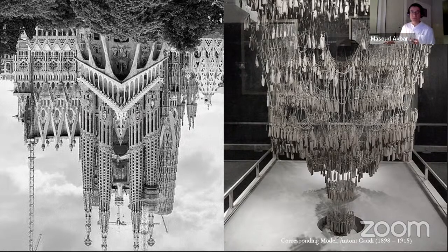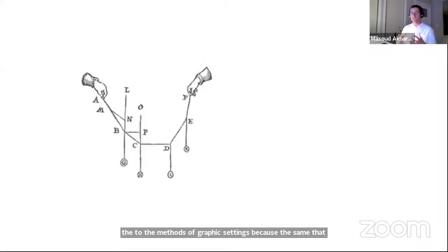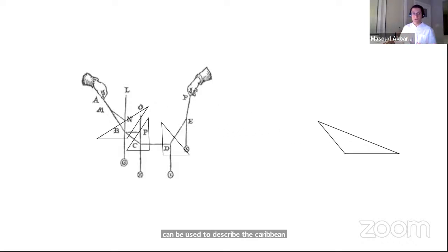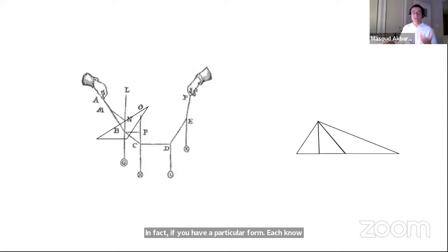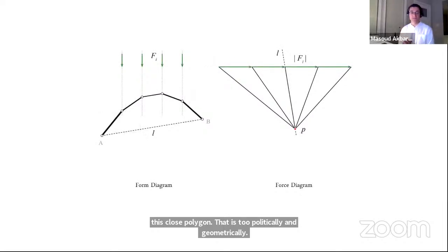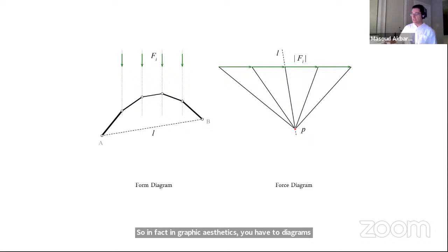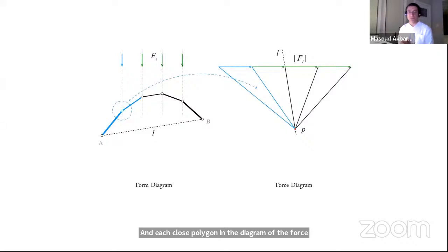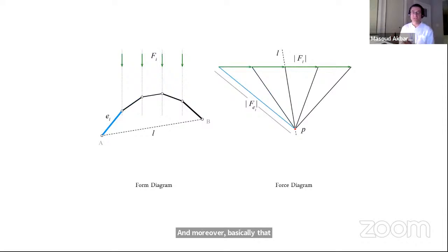And why is this relevant to the methods of graphic statics? Because the same methodology of drawing the geometry of the force can be used to describe the equilibrium in funicular forms. In fact, if you have a funicular form, each node in that funicular form can be in equilibrium based on a closed polygon that is topologically and geometrically related to the structural form. So in graphic statics, you have two diagrams that are related to each other, right? The edges of one diagram are perpendicular to the other one, and each closed polygon in the diagram of the force represents the equilibrium of a node in your structure. And moreover, the length of the edges in that polygon represents the magnitude of the force.